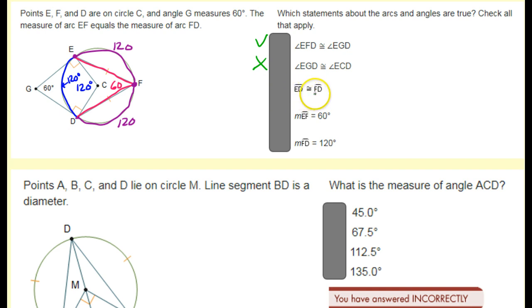Arc ED is congruent to arc FD. Arc ED is 120. Arc FD is also 120. So those are congruent. The measure of arc EF is 60 degrees. No, the measure of arc EF is 120 degrees. So that's false. The measure of arc FD is 120. So there's arc FD, and yes, it was 120. So that's true. So these should be the answers.